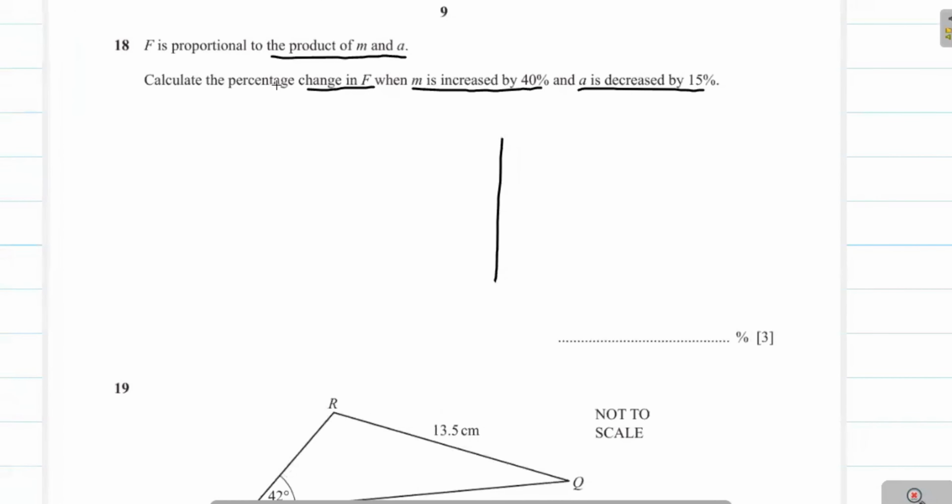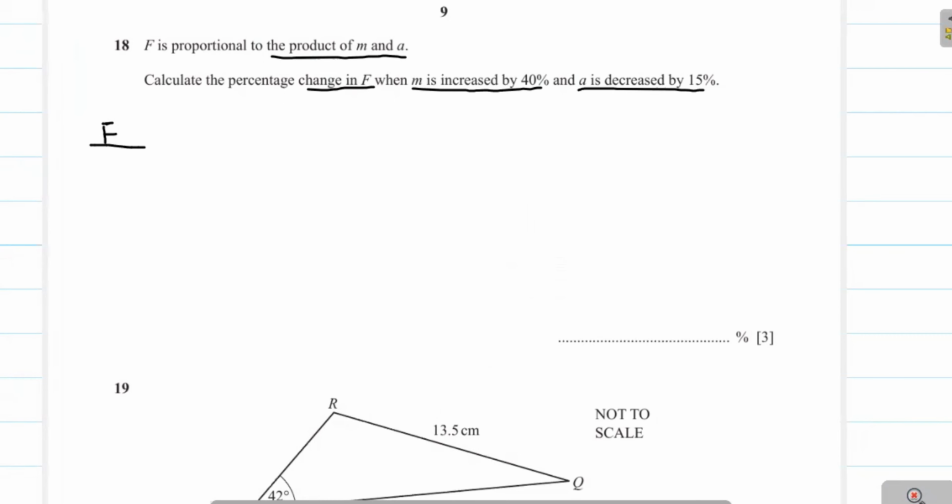Question number 18. F is proportional to the product of M and A. Calculate the percentage change in F when M is increased by 40% and A is decreased by 15%. Firstly, we write the formula in terms of M and A.